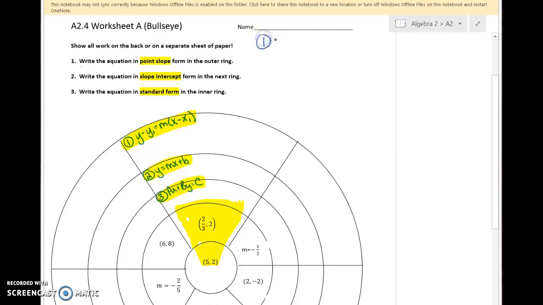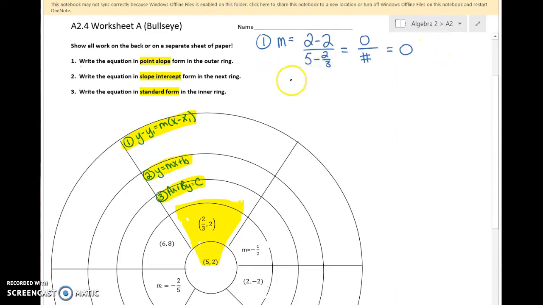Step number 1 for this problem, we have the point 5, 2 and 2/3, 2. We need to find our slope. So subtract your y's, 2 minus 2 on the top. Subtract your x's, 5 minus 2/3 on the bottom. And you might think 5 minus 2/3, that's really mean. But what do you notice about the top? 0. So I don't even care what 5 minus 2/3 is, because 0 divided by anything is 0.